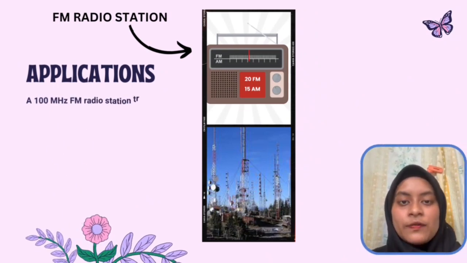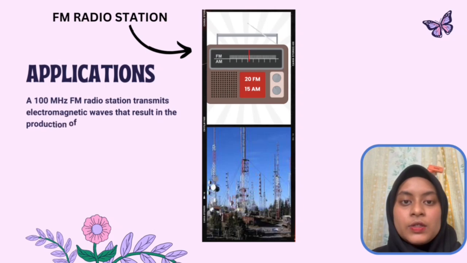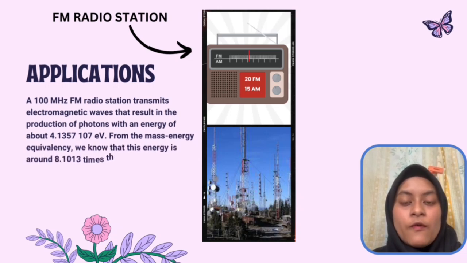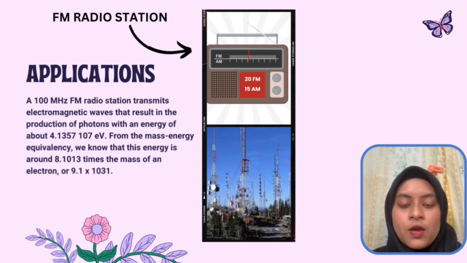Next, the applications of photon energy. First, the FM radio station. A 100 MHz FM radio station transmits an electromagnetic wave that results in the production of photons with an energy of about 4.1357 times 10^-7 electron volts. From the mass-energy equivalence, we know that this energy is around 8 times 10^-13 times the mass of an electron, or 9.1 times 10^-31.